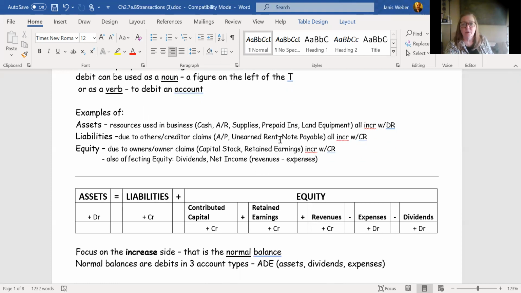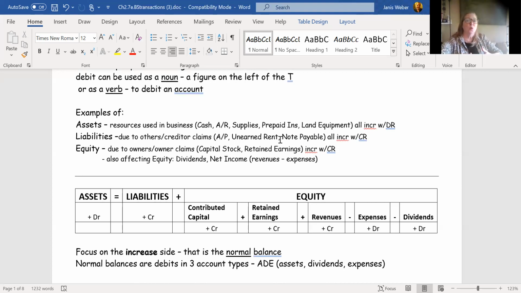and then another one we haven't mentioned yet, but prepaid insurance is an asset account. Inventory is an asset account. There's a lot of different asset accounts. These all increase with a debit. And then liabilities, the amounts that we owe to others or owe to creditors, would be things like accounts payable, notes payable, and then we mentioned earlier an unearned revenue account would be a liability. So those would all be increased with a credit, which means their normal balance is a credit.